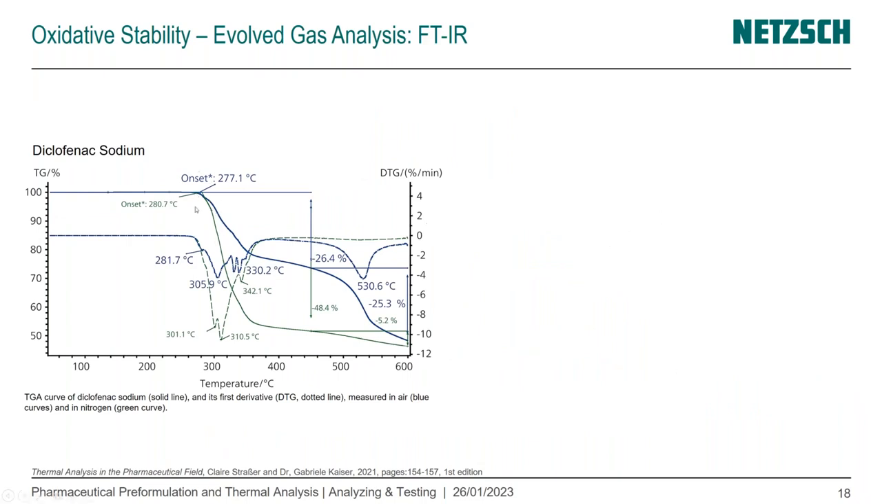And again, we can check. It's clear that we have 2 different processes. One in air is the combustion of the material, and in nitrogen is pyrolysis. The presence of oxygen has such a big influence on the products, on the way this chemical reaction happens.